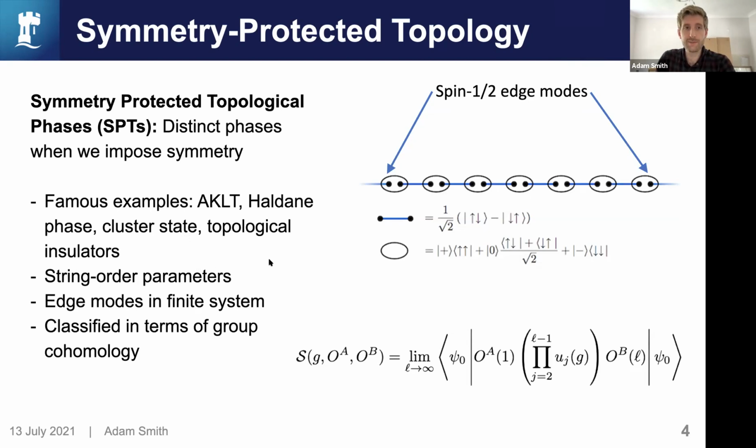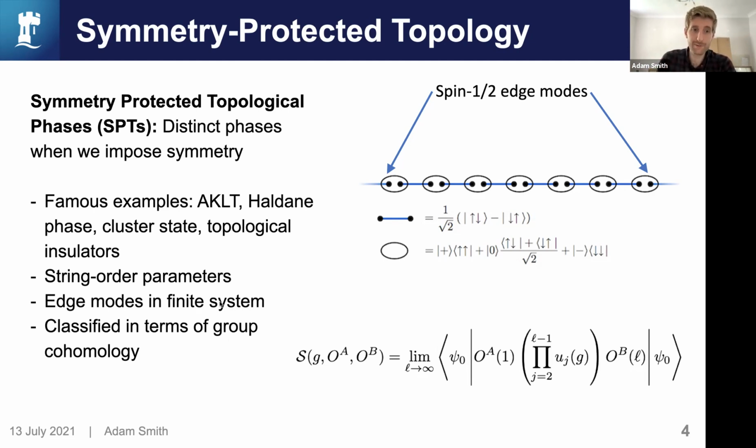Now, one of the interesting things about these SPT phases is that instead of being characterized by local order parameters and symmetry breaking, they're instead characterized by string order and string order parameters. An example of what this might look like is this operator down at the bottom. We have a long string of symmetry operators, these U_j, and then we can have some operators that terminate this long string, which are essentially going to select which phase we're going to get the signal from this order parameter in.